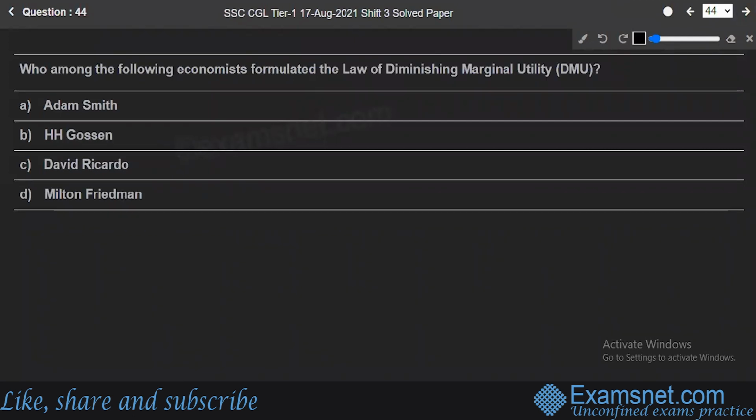Question number 44. Who among the following economists formulated the law of diminishing marginal utility, that's DMU? Is it Adam Smith? Is it H.H. Gossen, David Ricardo, or Milton Friedman? Which is the correct answer? Well, H.H. Gossen formulated the law of diminishing marginal utility, that's DMU. He formulated this law in 1854.